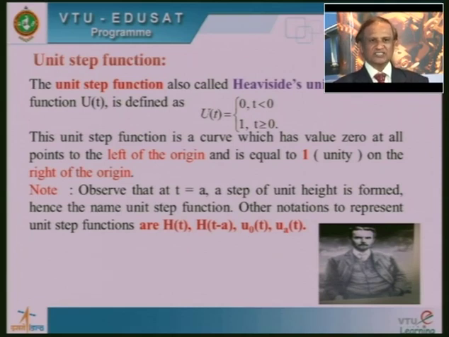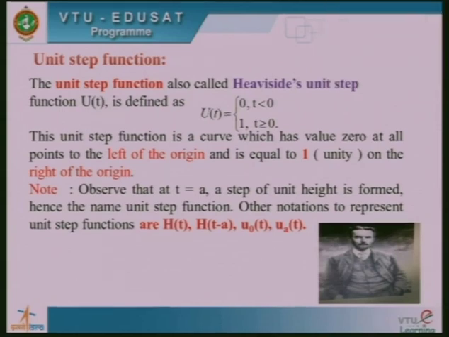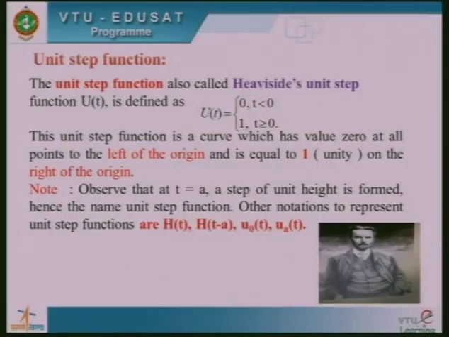Right? So, this unit step function is a curve which has value 0 at all points to the left of the origin and equal to 1 on the right of the origin. It means that when we draw the graph of u of t, is it clear? Right? So, I hope you can draw y axis and x axis. Left hand side, the value of the function becomes 0. Right hand side, the value of the function is 1. Is it clear? Right? So, it means it maintains the height 1 unit. That is why it is called a unit step function.